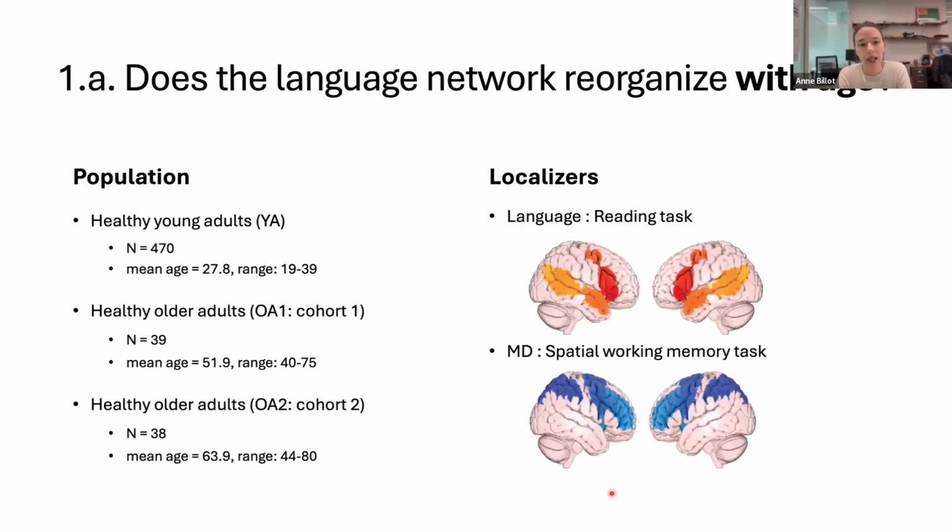So to answer the question of whether the language network reorganizes with age, we collected data from a large data set of young, healthy adults and from two independent cohorts of older adults. And in this first study, we used the reading task as the language localizer and the spatial working memory task as the MD localizer. I just wanted to mention, I don't believe that people who are 40 years old are old adults, but we had to set an arbitrary threshold here, and they're older compared to the younger.